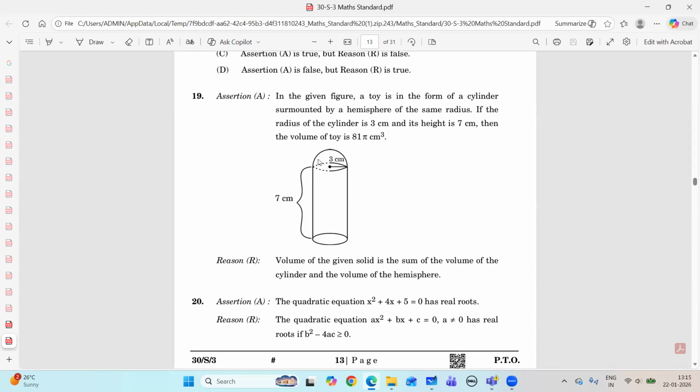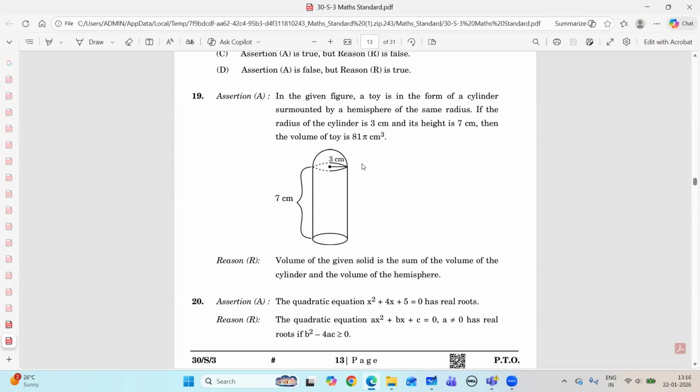And how about the volume of the hemisphere? Per sphere, the volume is 4/3 pi r cube. Per hemisphere, half of that is the volume, that is 2/3 pi r cube. So 2/3 into pi into 3 cube. 3 into 1 by 3 into 3 cube becomes 3 square. So it is 2 into pi into 3 square, so 2 pi into 9, that is 18 pi. 18 pi plus 63 pi is 81 pi. So that's how the volume of the toy being 81 pi is correct.